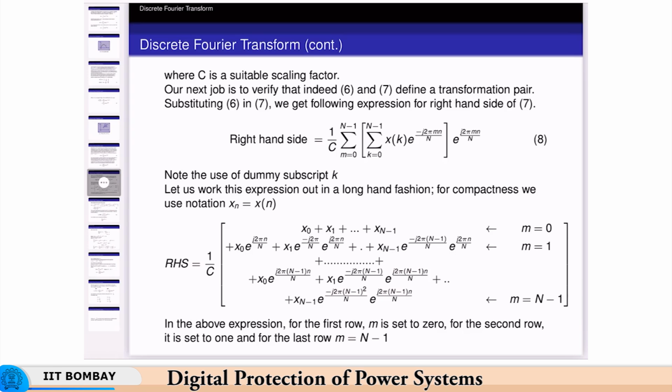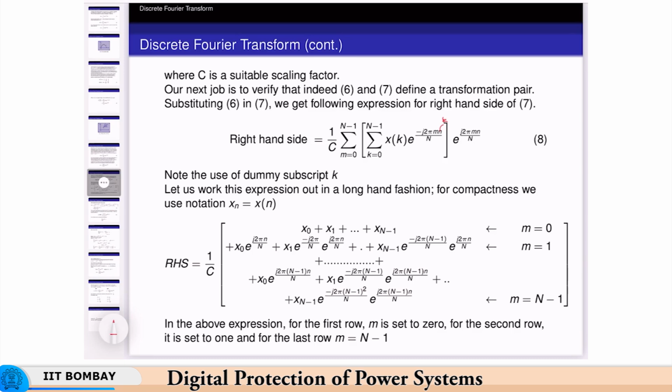Now, let us put m is equal to 1. Okay. So, here of course, this n should be small k. Okay. So, now let us put m equal to 1. So, for m equal to 1, the outer exponential will become e raised to j 2 pi n by n. Okay. So, that is what you will get here.